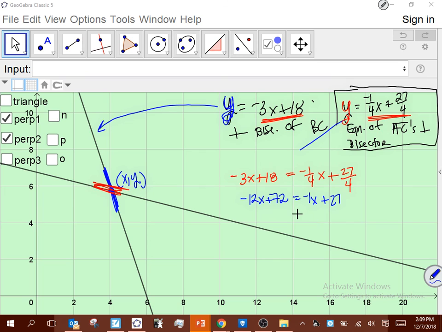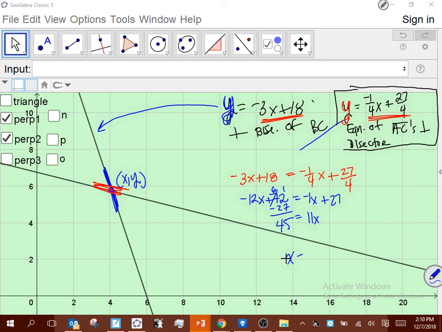Can I add 12x to both sides? I mean, if you wanted to do negative 4, that's fine. Just all your signs would be the opposite of what I have up there. So I add 12x to both sides. I'll subtract 27 from both sides. So 72 minus 27. What is that? 45?